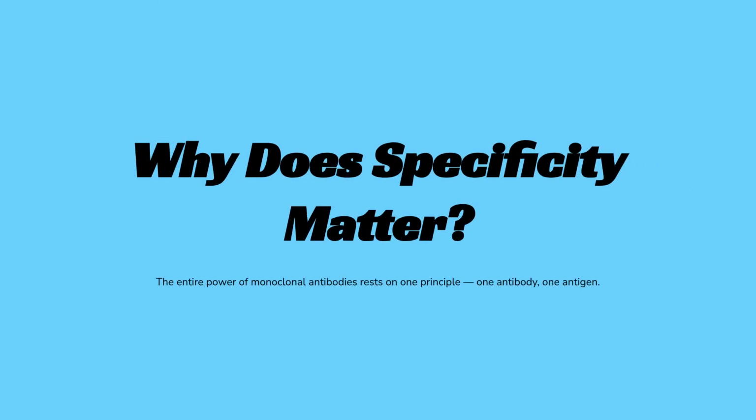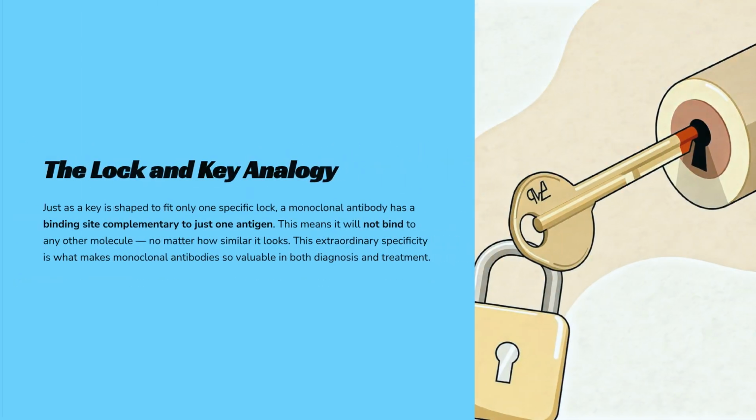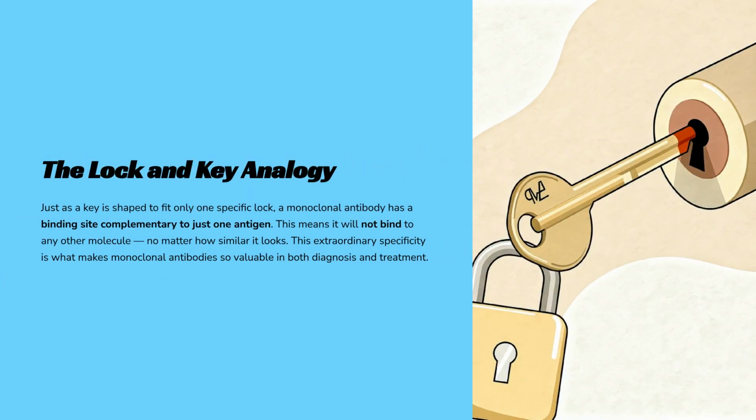The core principle underlying all these applications is simple: one antibody, one antigen. This high degree of specificity is what makes them so effective. Think of this as a lock and key mechanism. Because an antibody is shaped to fit only one specific antigen, it will not bind to other molecules, regardless of their appearance. This ensures accuracy in both testing and treatment.